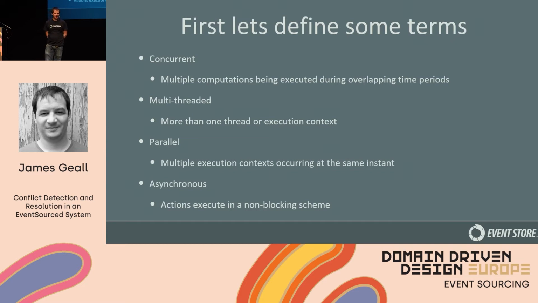The last one is asynchronous, because a lot of people use asynchronous to talk about those other three, but that's not what it means at all. It means actions that execute in a non-blocking scheme. So when you execute your action, it doesn't block before returning to the caller, should it have anything that it needs to wait for. Obviously, most of this talk is about concurrent and what happens with concurrent access to databases in systems. So that's the one we're primarily focused on, but I want to make sure that we had defined what we meant by concurrent.